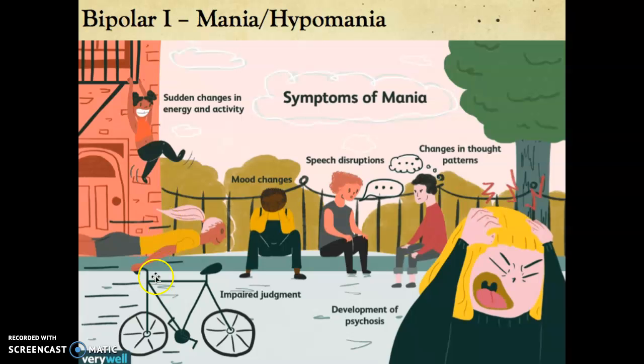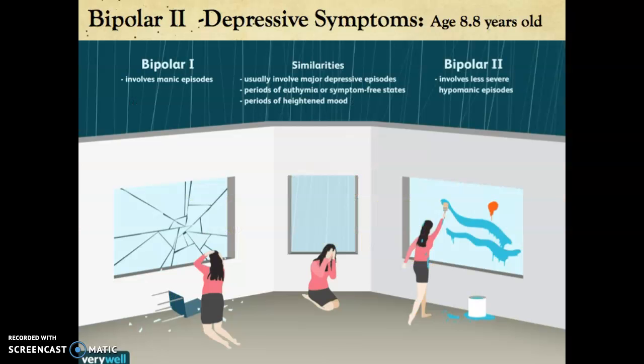There are also the depressive symptoms, which is bipolar 2. It starts around the age of 8.8 years old. There are similarities between bipolar 1 and bipolar 2. Some of those similarities involve major depressive episodes and periods of heightened mood, and the depressive symptoms last about 2 weeks.